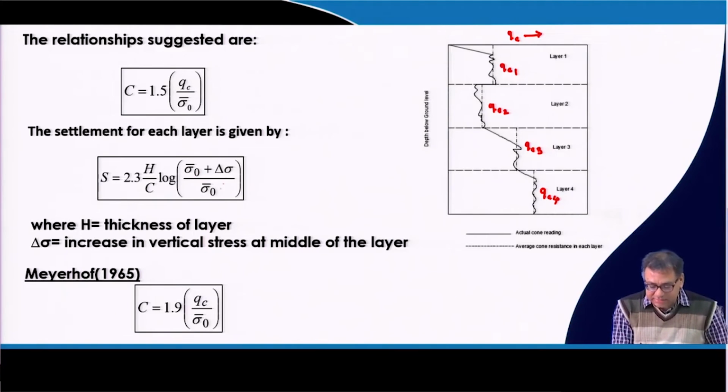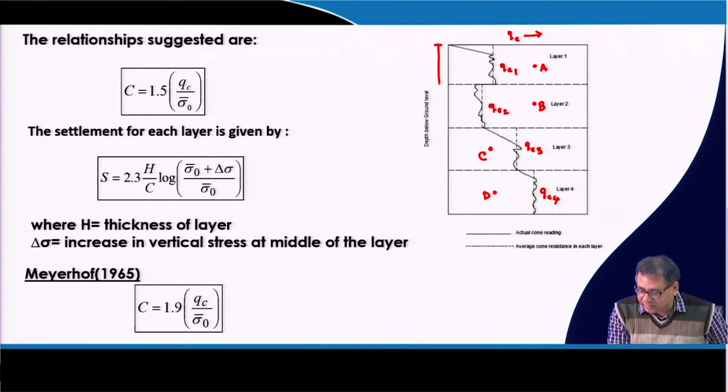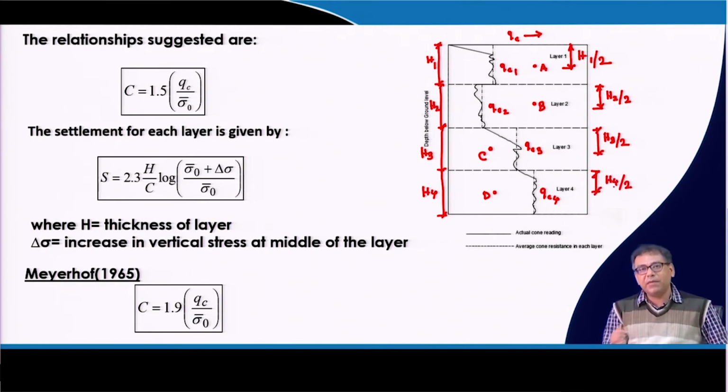Again, sigma 0 dash and delta p you have to determine the same way as I discussed for the consolidation theory. That means for each layer thickness you have to consider points, and again I will take only one point for each layer. So, this is the center line. Suppose this is your layer thickness H1, this is H2, H3, H4. So, this will be H1 divided by 2. Okay. Similarly, this one will be H2 by 2, this one H3 by 2, and this one also H4 by 2.